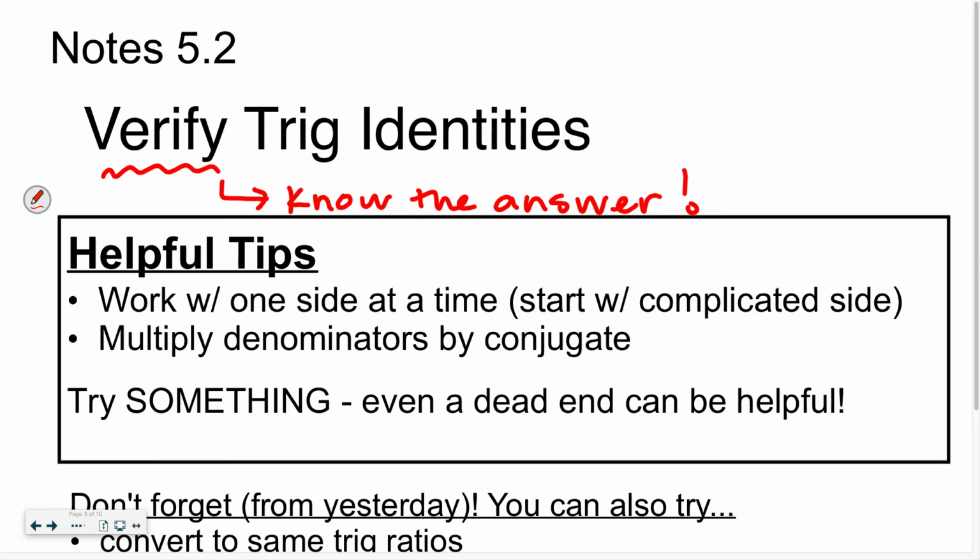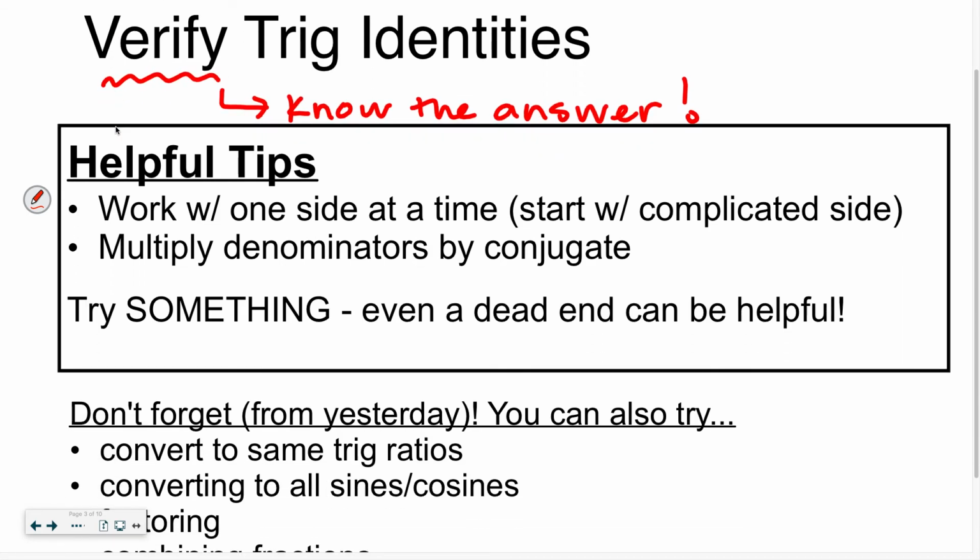Here are some helpful tips for today. So this one is new, the first bullet point, because you'll actually have two sides to your problem. You'll have a left and a right. And the rule is work with one side at a time. Now, in most cases, I just do one side all the way through. So I'll work on the left side and make it look like the right side, or vice versa. You technically can change both sides.